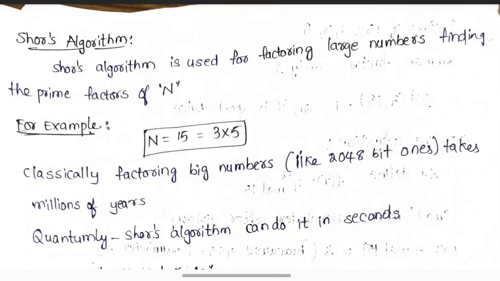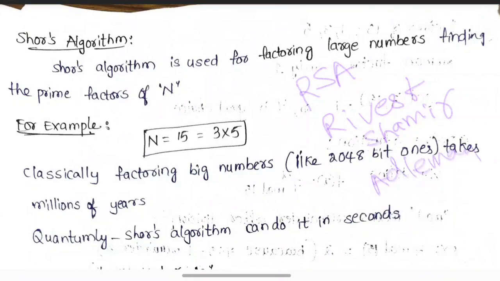Before going to Shor's algorithm, I want to discuss some background information about RSA encryption that we use in all mobile phones, etc. For a long time, computers have used a trick to keep information safe. That trick is known as RSA. RSA is nothing but Rivest, Shamir, Adleman. So we call it RSA.